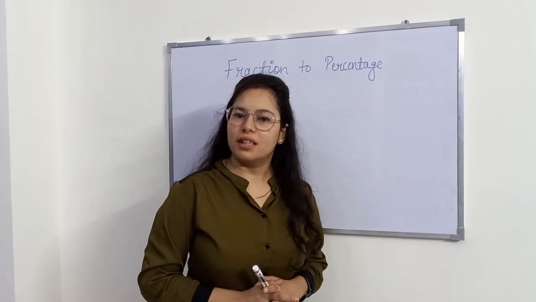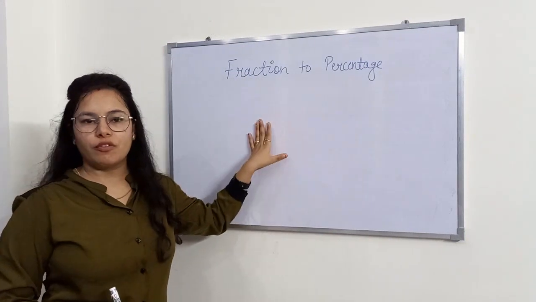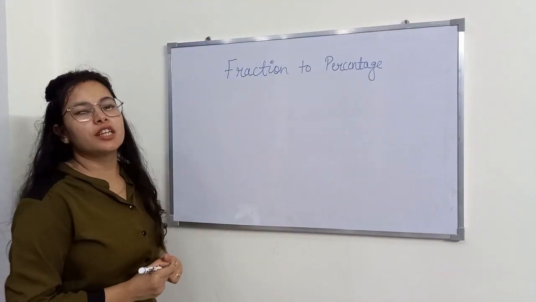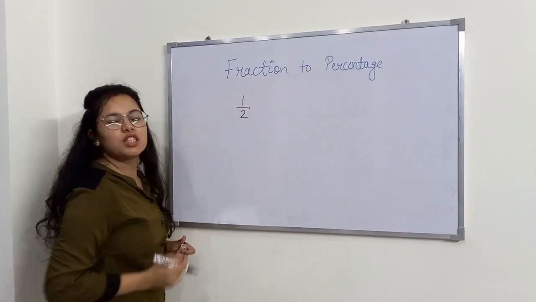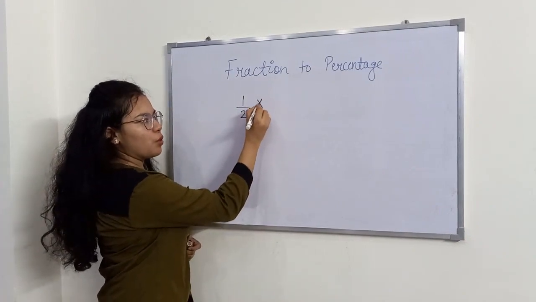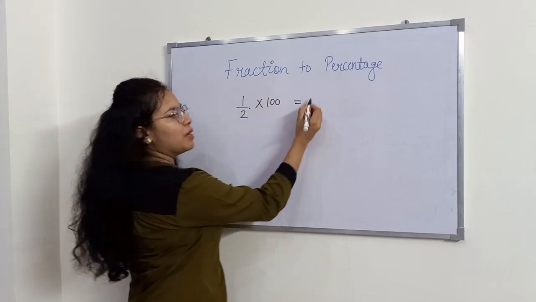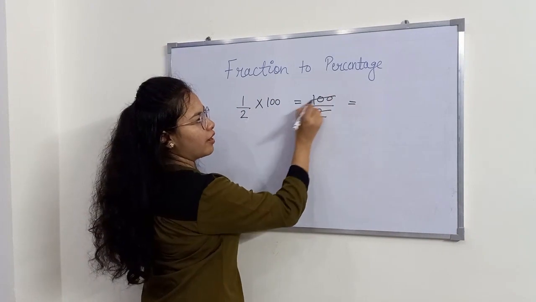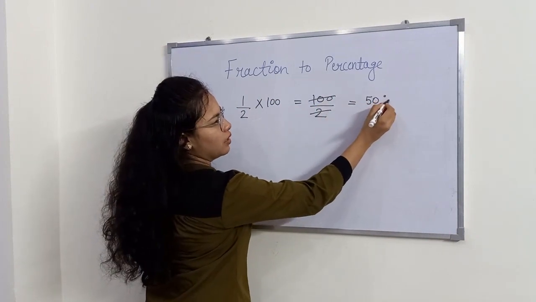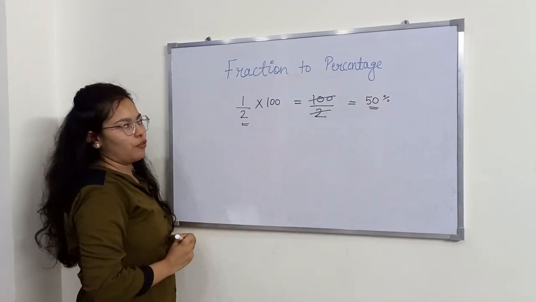Now move to our another topic, that is fraction to percentage. How to convert fraction to percentage. Suppose they give you a fraction, that is 1 by 2. You have to convert it into percentage. That means you have to multiply it by 100. Then simply multiply 100 by 2 and then divide it. That is 50%. 1 by 2 of any number is 50% of that number.